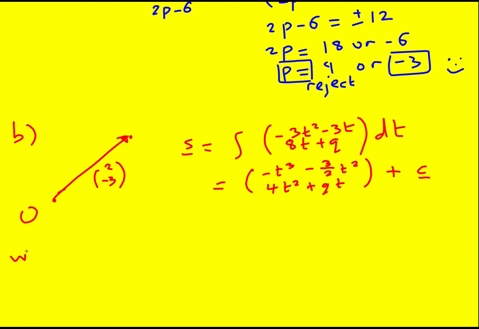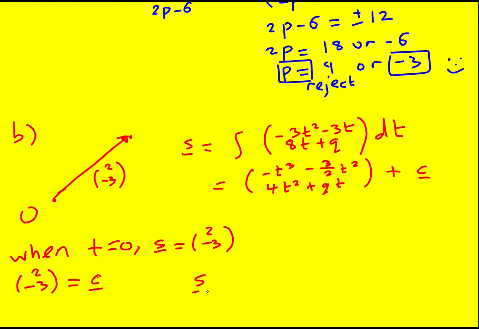Now we know when t equals 0, that s equals 2, minus 3. And so we can substitute in. 2, minus 3 is going to equal, well, actually, all of these just become 0. So 2, minus 3 is simply our value of c.